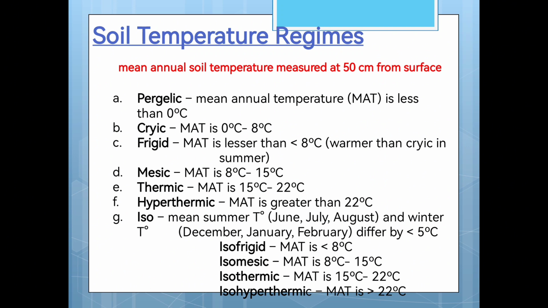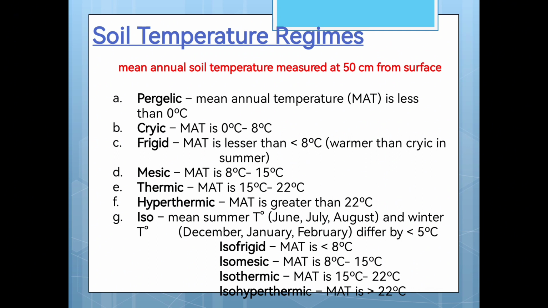We have isofrigid, isomesic, isothermic, and isohyperthermic. We say isofrigid has a mean annual soil temperature less than 8 degrees Celsius. Isomesic has a mean annual temperature from 8 degrees to 15 degrees Celsius.